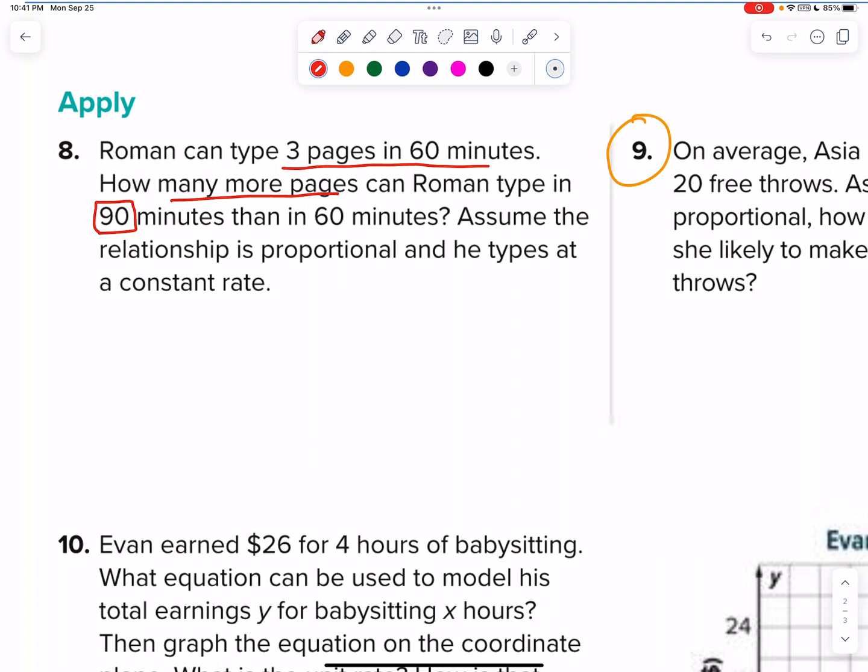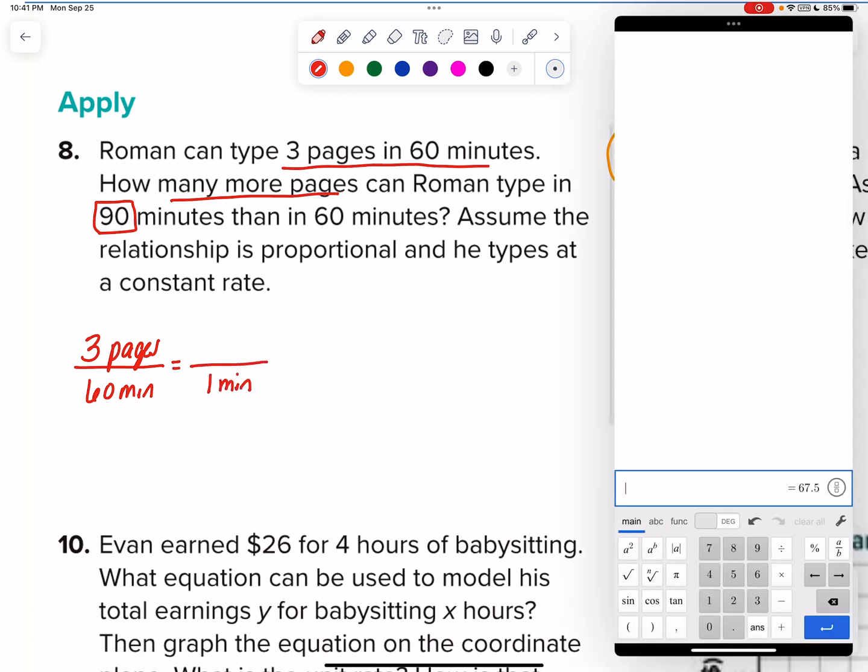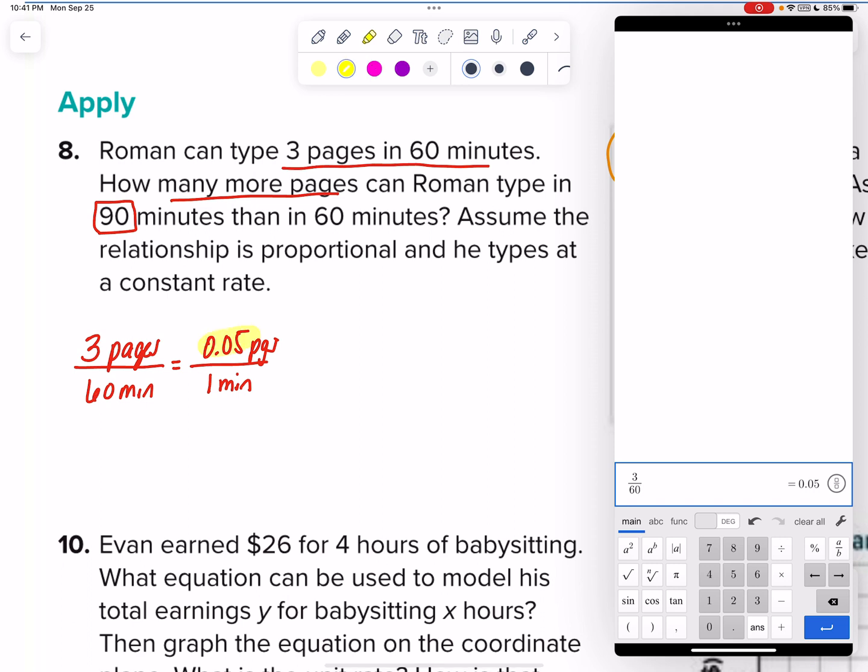We have pages per minute. Okay, sounds like a pretty typical rate. So let's do 3 pages in 60 minutes. And let's figure out what the unit rate of that is per minute. Okay, so 3 divided by 60 is 0.05 pages per minute. Okay, and remember, what is this top part? Well, this top part is our COP, just like always.